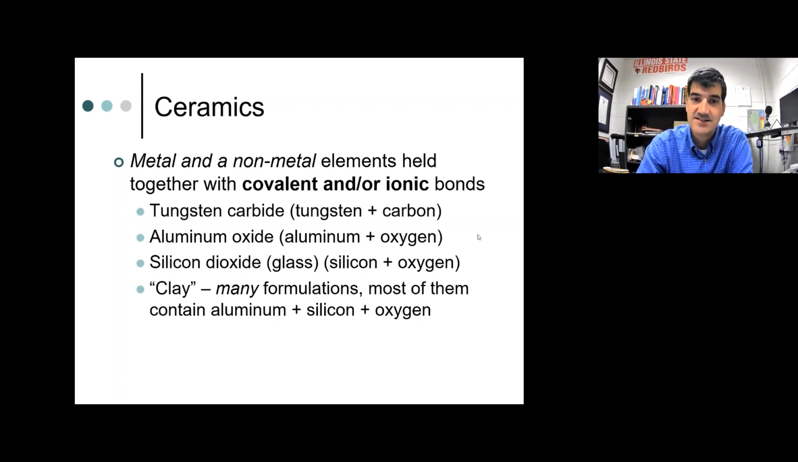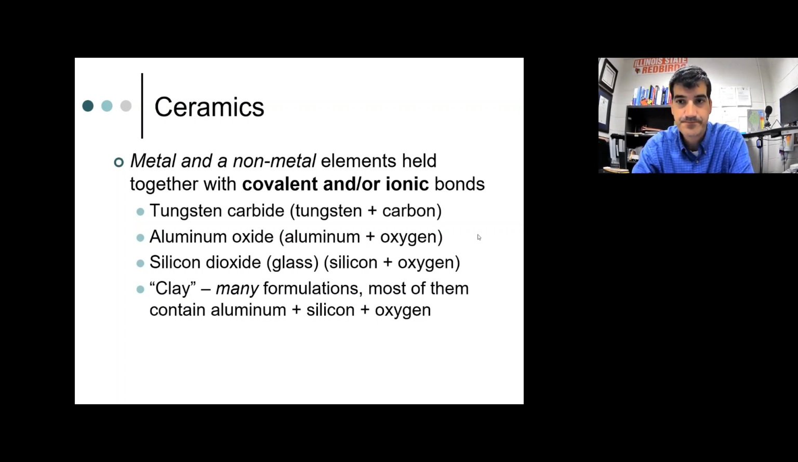Silicon dioxide is glass. Now notice here, silicon is kind of an exception to the rule about a metal and a non-metal. Oxygen is definitely a non-metal. Silicon is actually a metalloid or a semiconductor, so it's not really a true metal. That's why I had to give the caveat that it's usually a metal and a non-metal held together. So glass is considered a ceramic. Silicon is, in this case, kind of taking the role of a metal, but it's really a metalloid or a semiconductor.